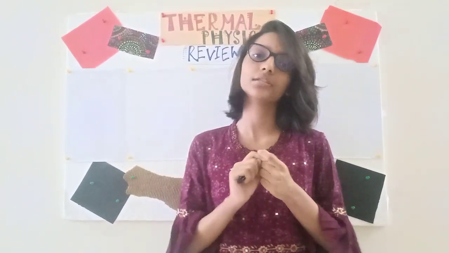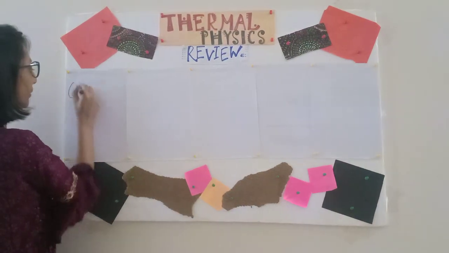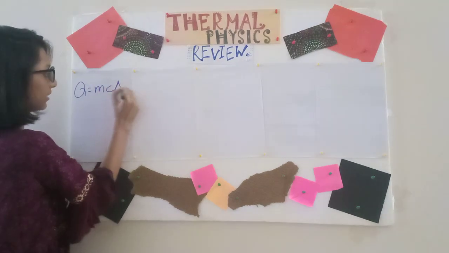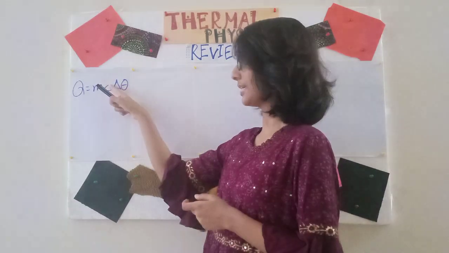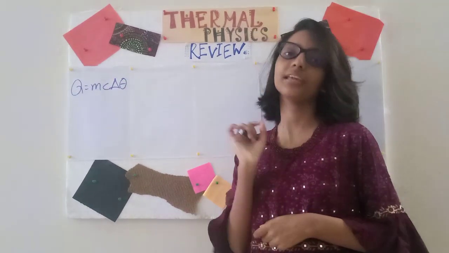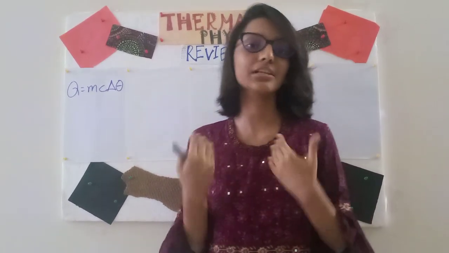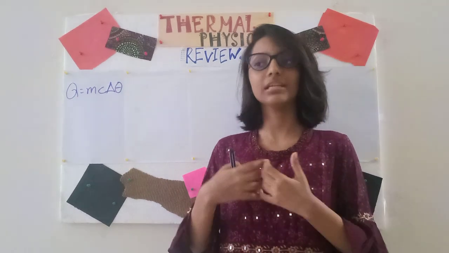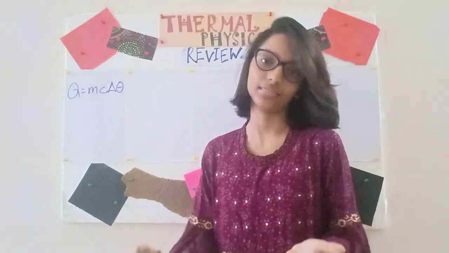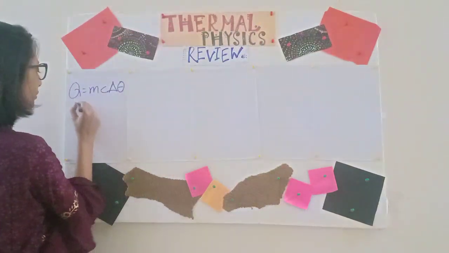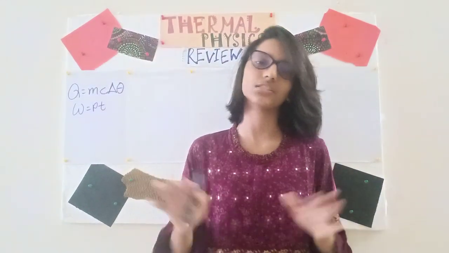We basically learned to calculate heat using the formula Q equals mc del theta. We also learned about the term C, that C stands for specific heat capacity. And not only that, we also learned the formula of electrical energy and how to involve it to solve math. The formula of electrical energy, for your information, is W equals PT.